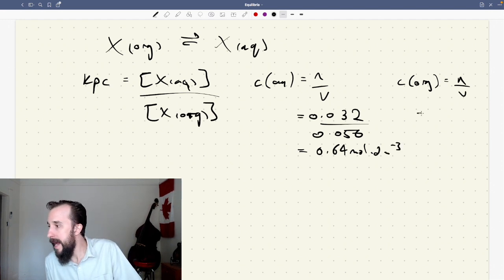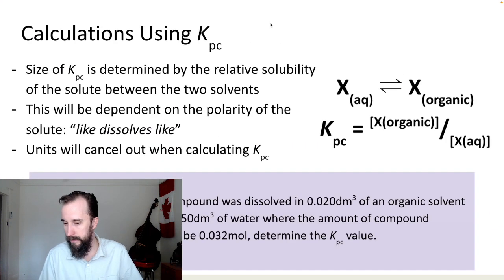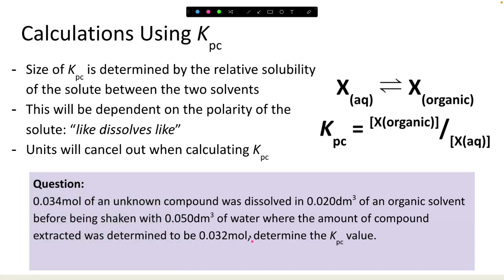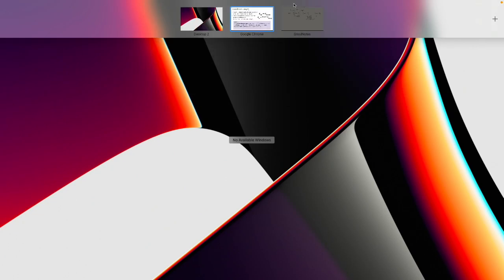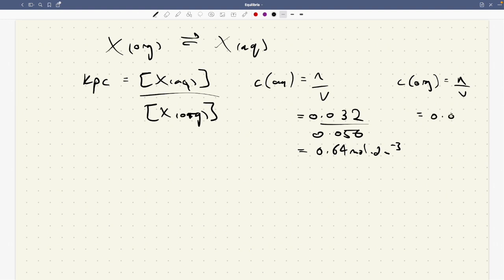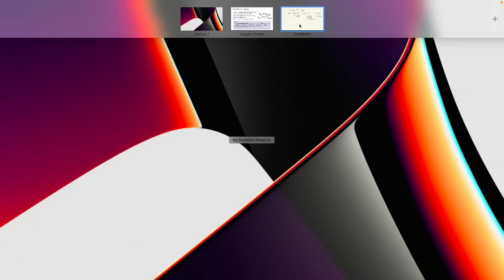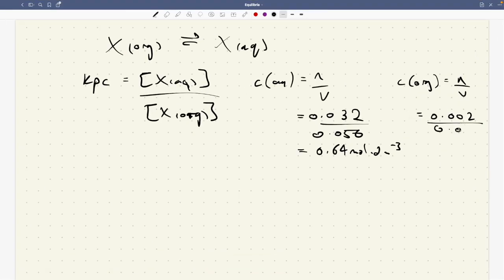And then over here in the organic, well, if we had 0.032 in the aqueous and we started with 0.034, that just means the amount in the organic has to be the difference between those. That's what's remaining. So we subtract those two from each other and we have 0.002 moles remaining. And how much volume of the organic? 0.02. So let me plug that in, 0.02. And that will give us an answer of, I probably could have done it in my head, 0.1 moles per decimeter cubed. So we know how much is in each layer.